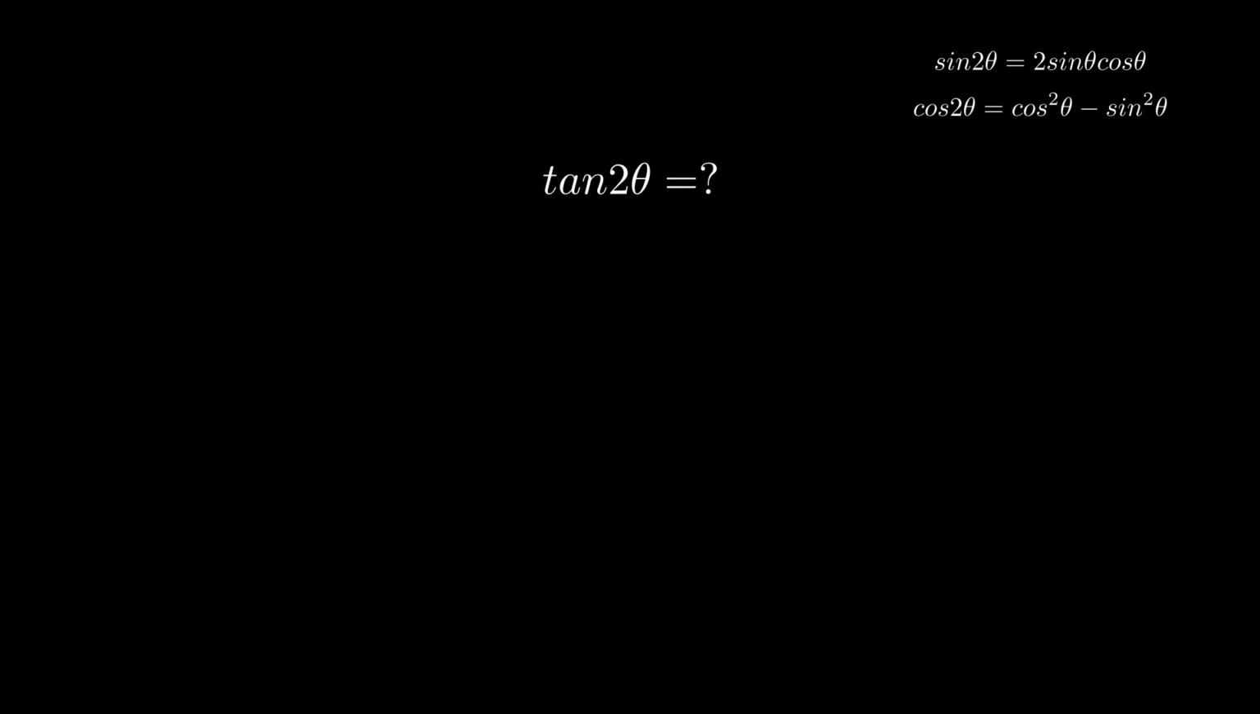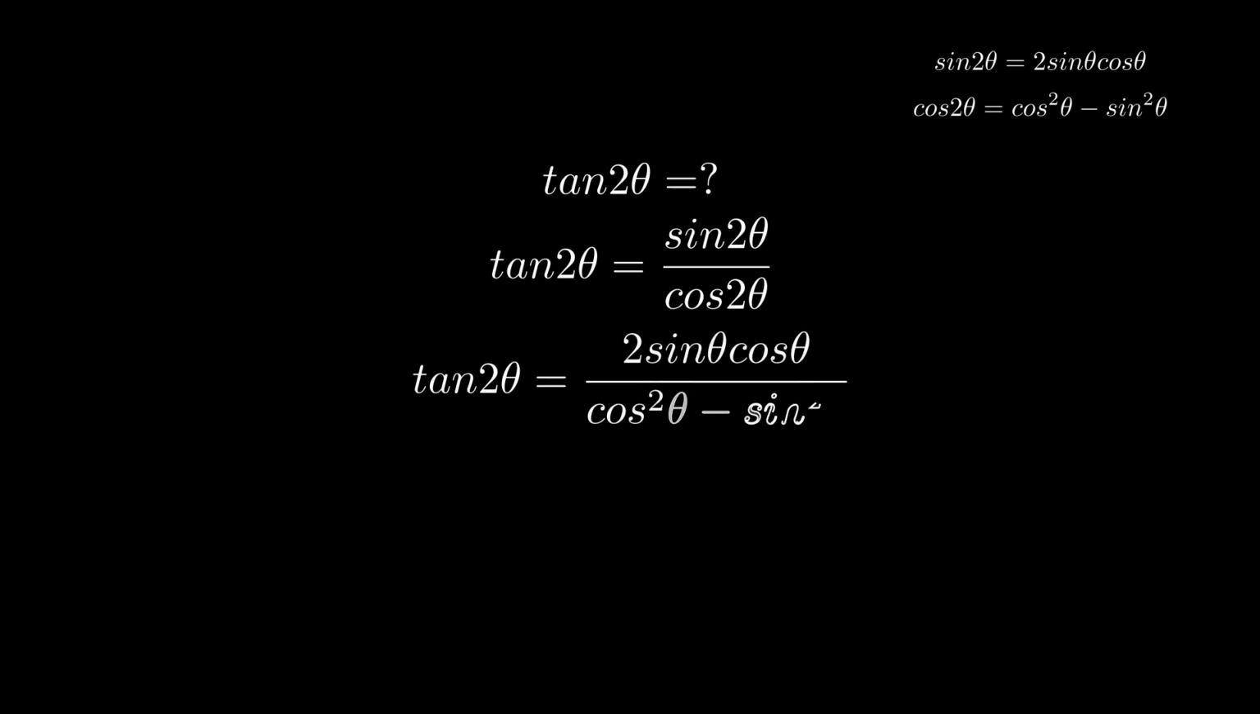For tangent of 2 theta, we use the definition sine of 2 theta over cosine of 2 theta. We put in the values that we have found, and after that, we divide each numerator and denominator with cosine theta squared.